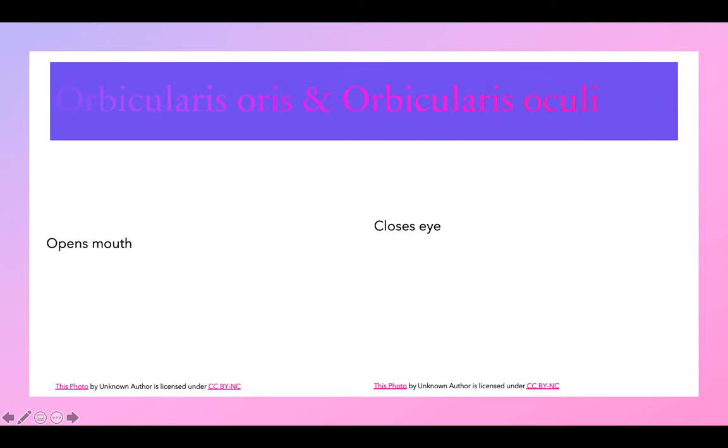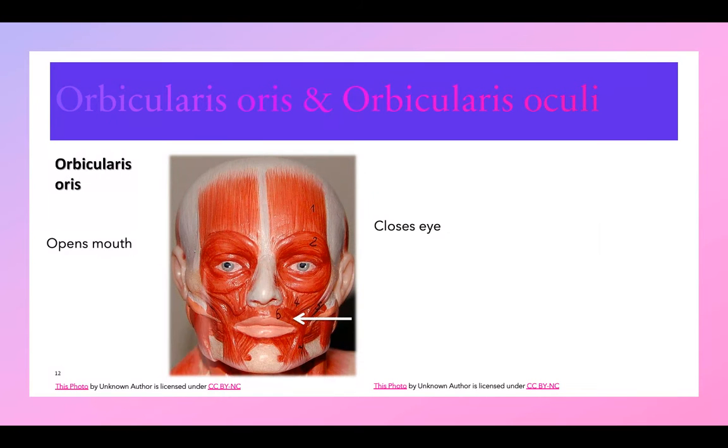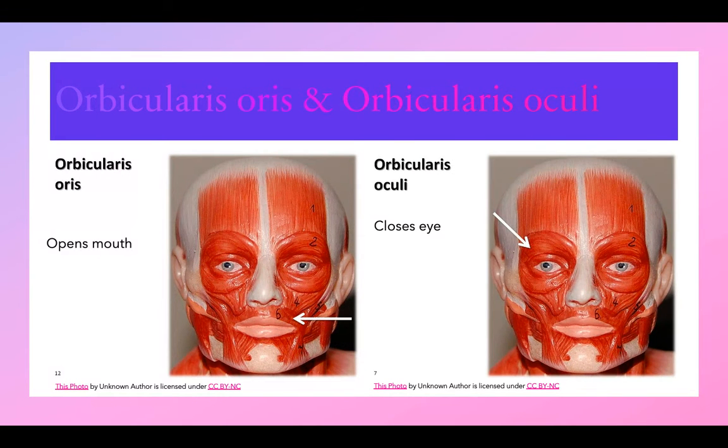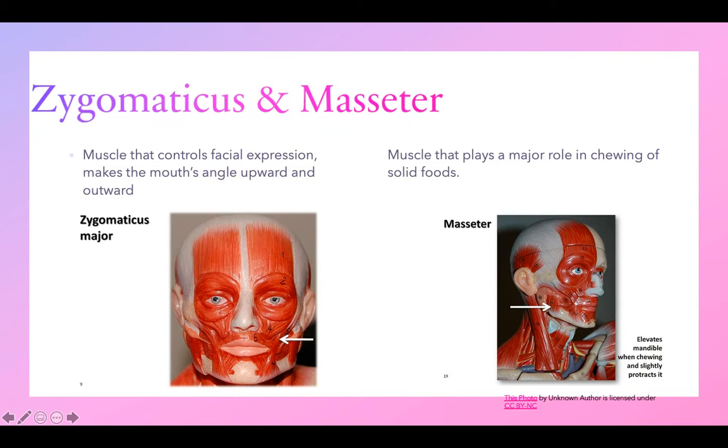Next is the orbicularis oris, which is the muscle that opens the mouth, and the orbicularis oculi is the muscle that closes the eye. In the pictures both to the left and the right, the arrows show you exactly where they're located.